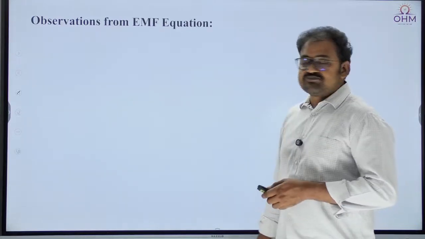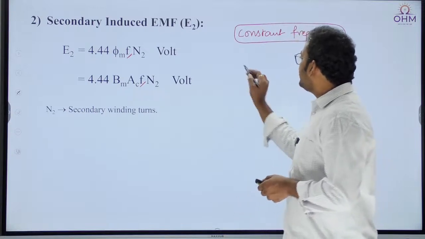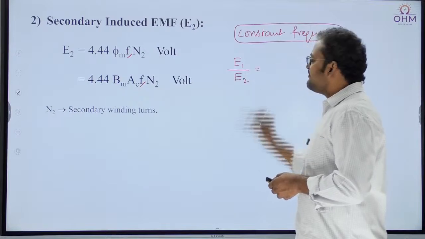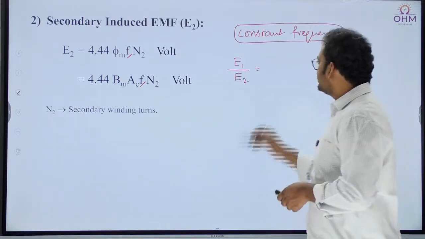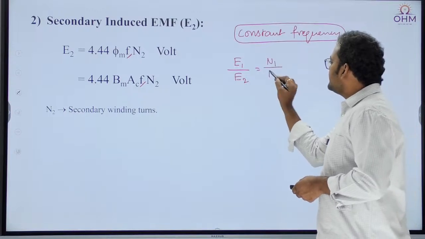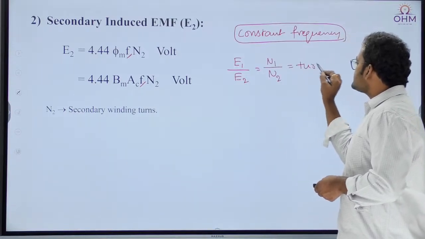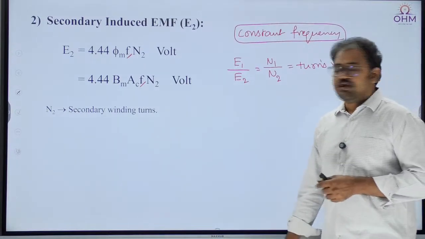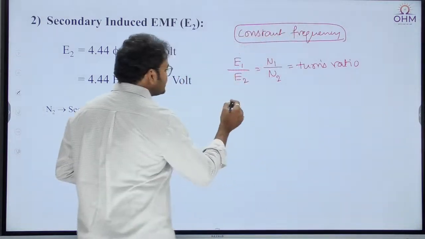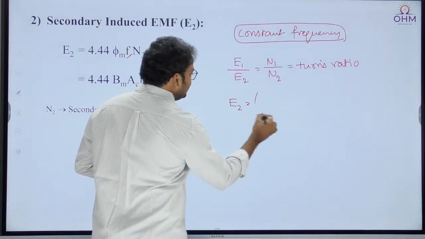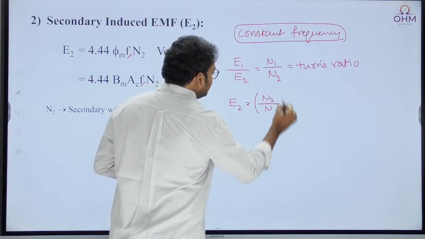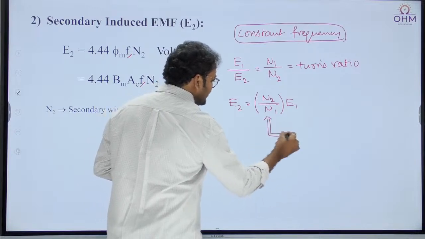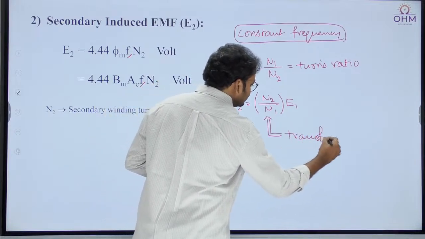Now you can see the observations from EMF equation. If I take the ratio of primary EMF E1 by secondary induced EMF E2, everything is the same except number of turns. Therefore, we will get N1 by N2. This is what we call as turns ratio of a transformer. Also, you can separate E2 from this formula. If I separate E2, that will be N2 by N1 times of E1. And this ratio, N2 by N1, is what we call as transformation ratio.